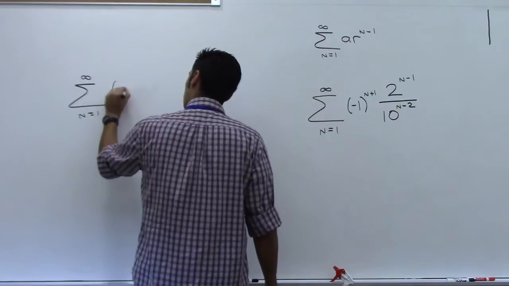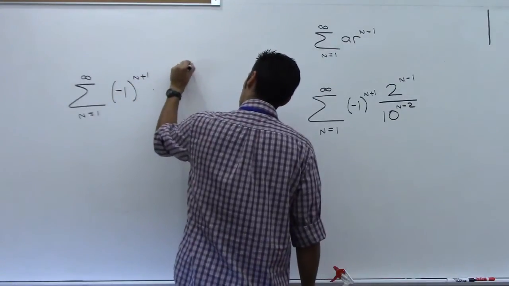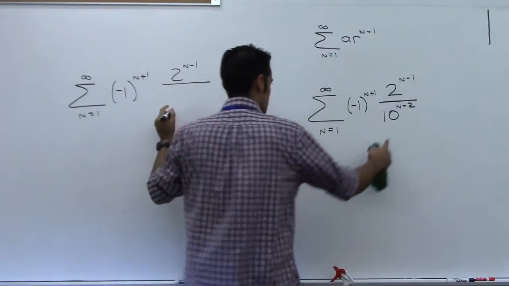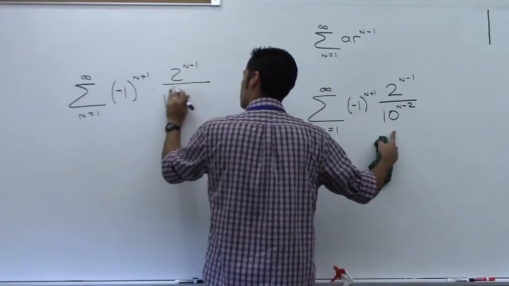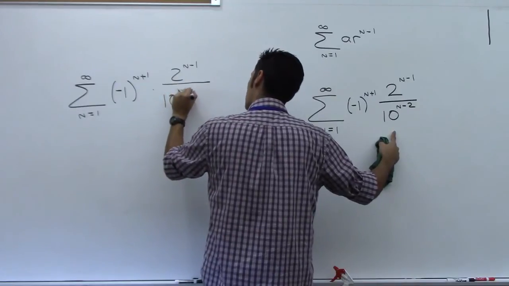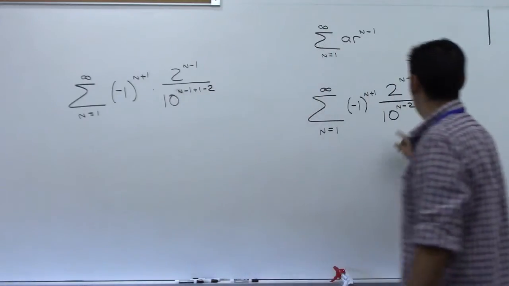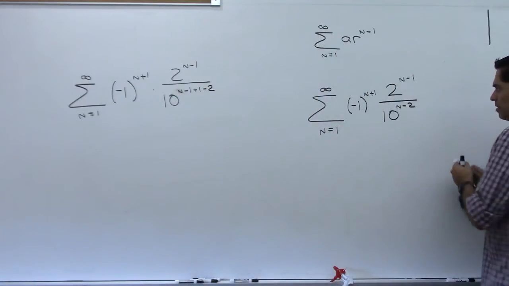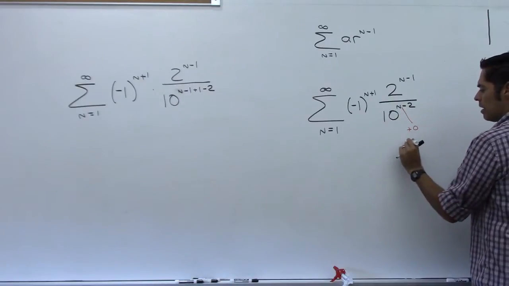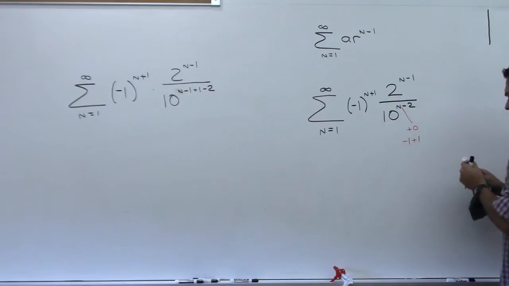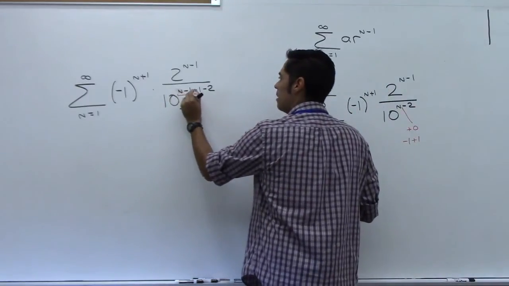I've got negative 1 to the n plus 1 times 2 to the n minus 1 over 10 to the n, to the n minus 1 plus 1 minus 2. So just, again, what we're doing is we did this a while back. We're realizing a hidden 0 in here, but we're rewriting that 0 as minus 1 plus 1. And that way, we get the n minus 1 that we need right there.